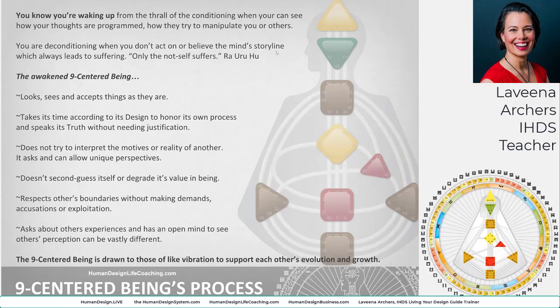The awakened nine-centered being looks, sees, and accepts things as they are, takes its time according to its design to honor its unique process, and speaks its truth without needing justification. It does not try to interpret the motives or reality of another. It asks and can allow unique perspectives. It doesn't second guess itself or degrade its value in being. It respects others' boundaries without making demands, accusations, or exploitation. It asks about others' experiences, has an open mind to see others' perceptions can be vastly different. The nine-centered being is drawn to those of like vibration to support each other's evolution and growth.